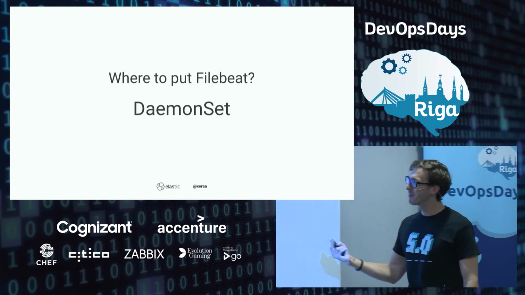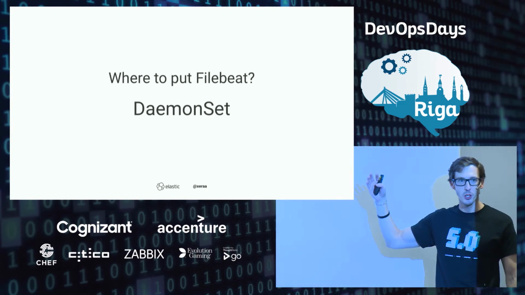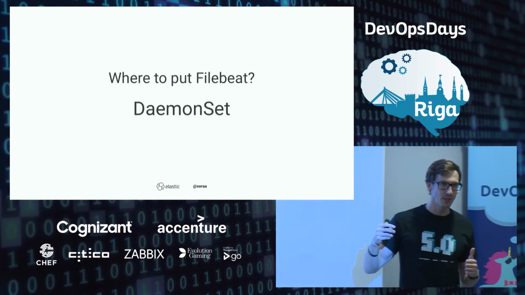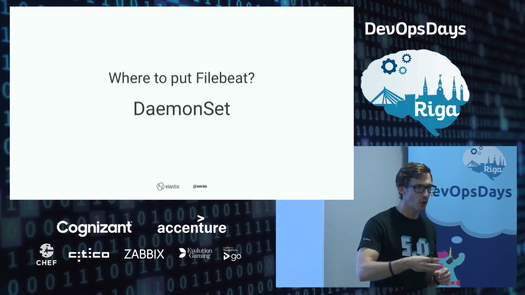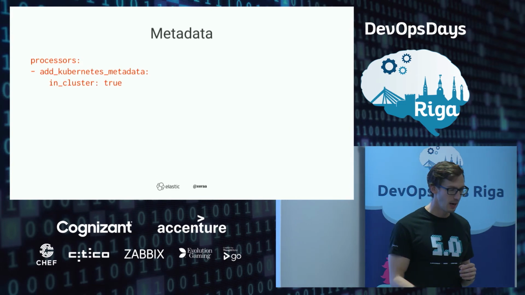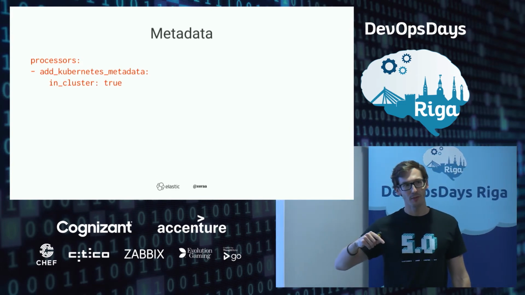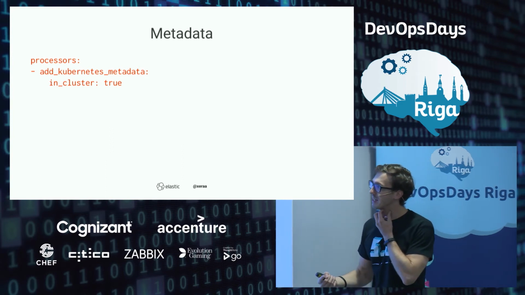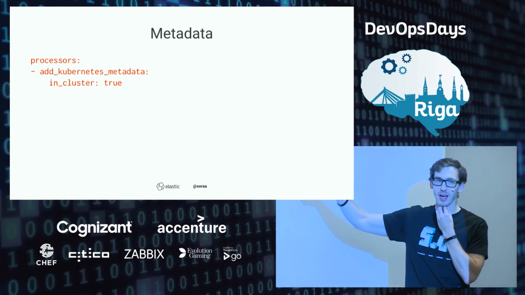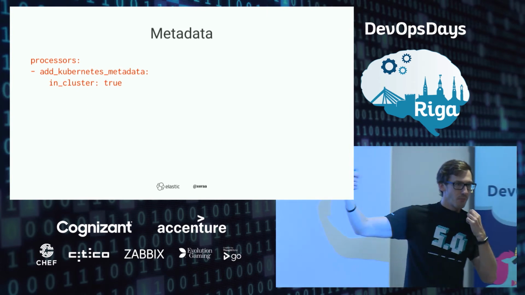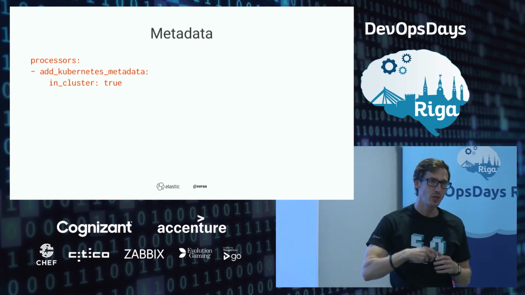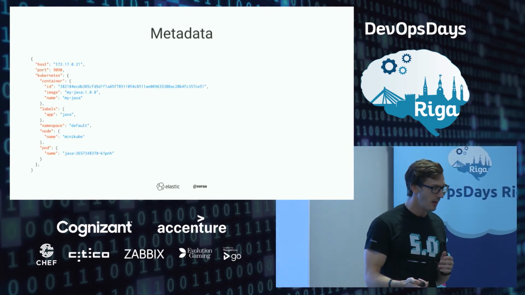Where do you put your Filebeat? Generally a daemon set, which will make sure that there is one instance running on your host, and that can then collect all the log files from that host. What we have for the Docker metadata, we also have for Kubernetes metadata. So basically, we can then retrieve which pod this is running on and other meta information from Kubernetes. We can enrich your events with that as well.